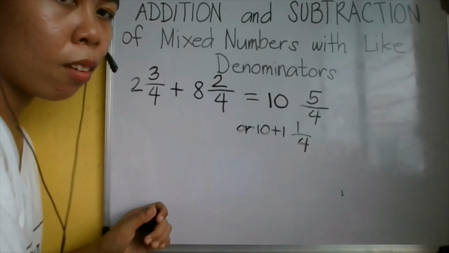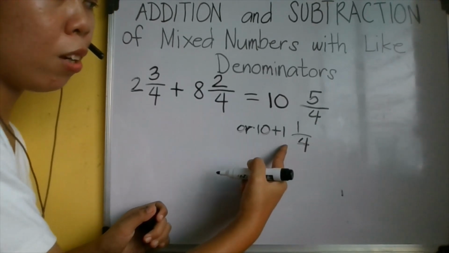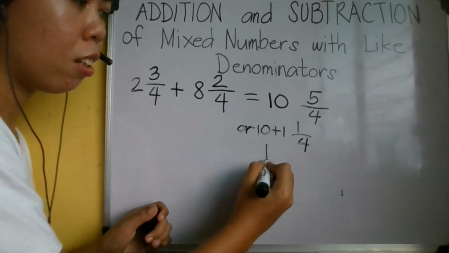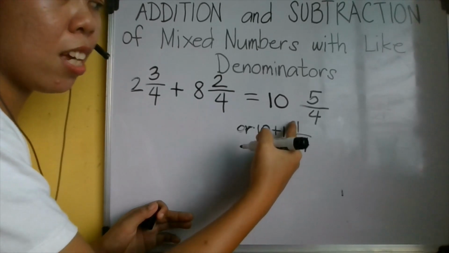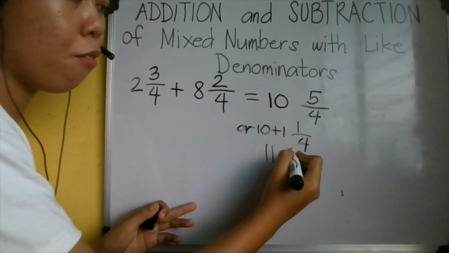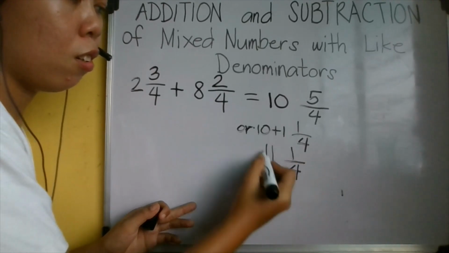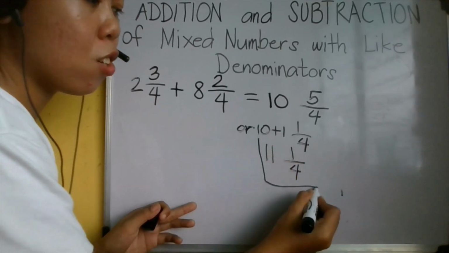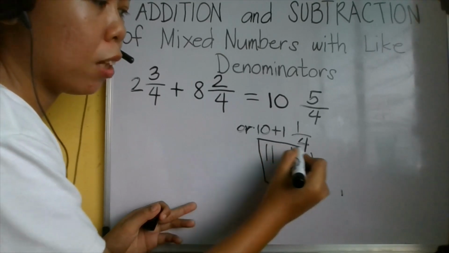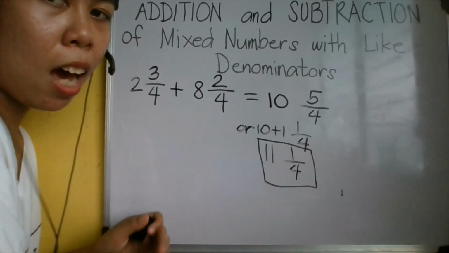Right, so 10 plus 1, we have 11. And just write the fractional part, 11 and 1/4. So, pareho lang yung answer na nakuha natin doon sa unang method at dito sa second method na ginamit natin.